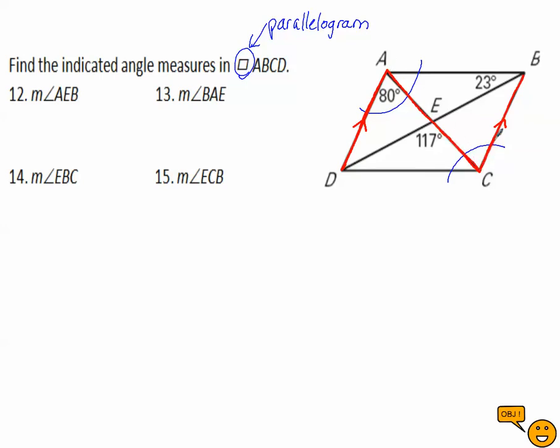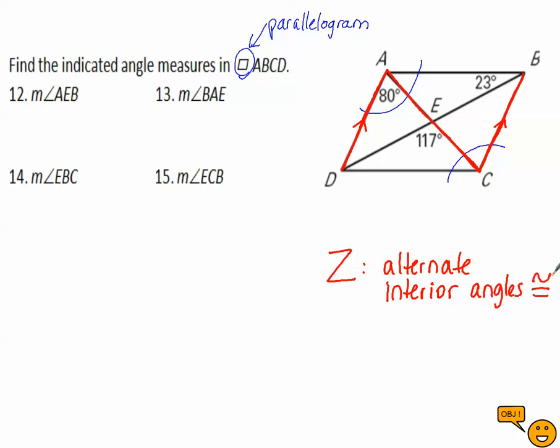Why is that Z shape helpful? Well, remember that the Z shape gives us those alternate interior angles. And those alternate interior angles will be congruent when I've got parallel lines. So that means this angle that says 80 will be the same as this angle in the other crook of the Z. So that's 80 degrees.